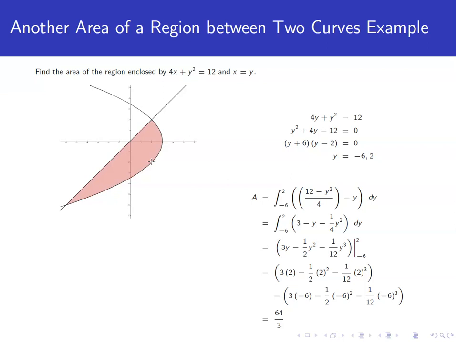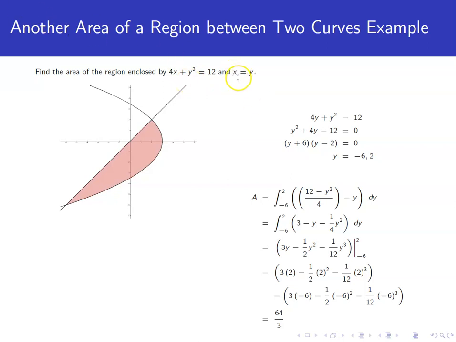All right, so much like what we did in the previous video, we're going to set these two things equal to each other and figure out the y coordinates of the points of intersection. We want the y coordinates in this case because we're going to integrate with respect to y. So we need y bounds for our integral.